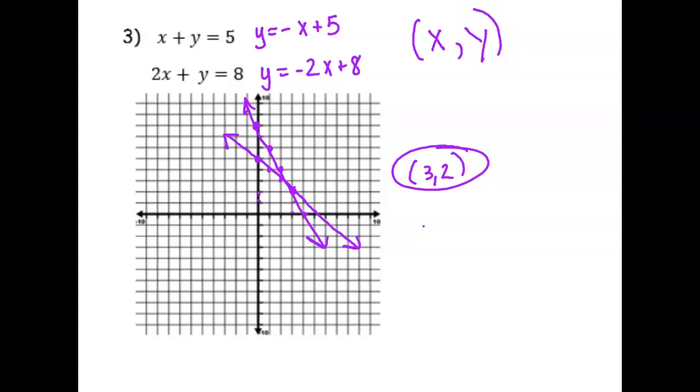That's the solution. Okay, and then I use it to do my check step. I plug it back in. My x is 3 plus 2. Does that equal 5? Yep. And I need to do it for both. So 2 times 3 is 6. 6 plus my y is 2. 6 plus 2 equals 8. Yep, it worked for both of them.